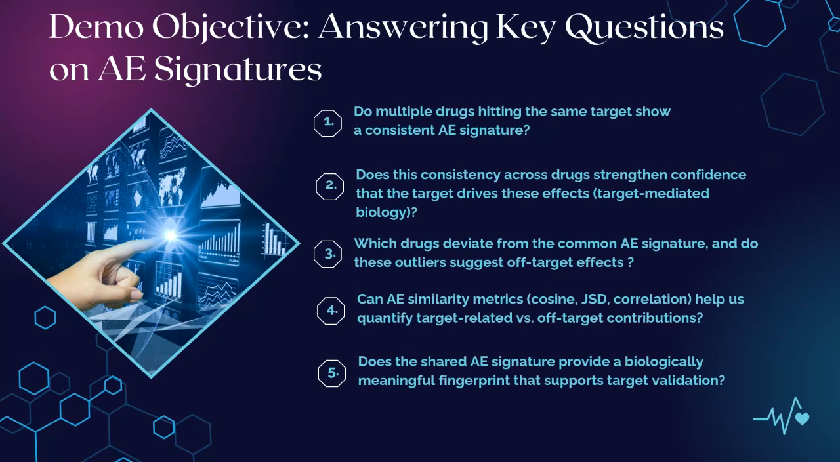At the end of today's demo, we will have answers to the key questions listed below. By addressing these, we achieve the demo's objective, that is demonstrating how adverse event data can provide clear, data-driven evidence for target validation. Questions are basically, do drugs acting on the same target show a consistent adverse event signature? Which drugs deviate as outliers? And how much of the pattern is target-driven versus off-target?